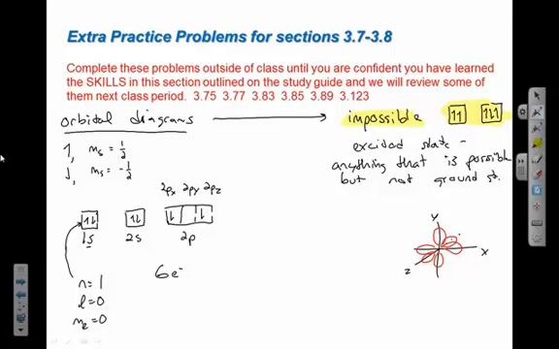Questions about that? Shouldn't there be a down one in the middle? Not if I only have 6. I'm only putting 6 in.